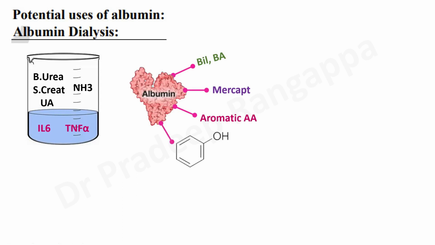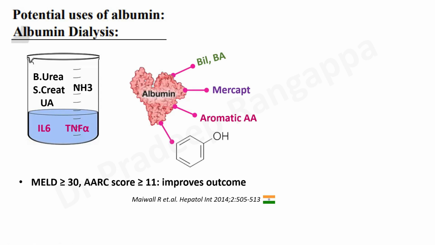Aromatic amino acids and phenols also bind to albumin. These are the toxins which should not be circulating freely in the blood. They should be bound to albumin. In the situation where there is deficient albumin, these toxins tend to circulate. There was one trial from India where the use of albumin was suggested in patients with a MELD score more than 30 or an acute on chronic liver failure research consortium score of more than 11, and it tends to improve outcomes by binding to these toxins and preventing their free circulation.